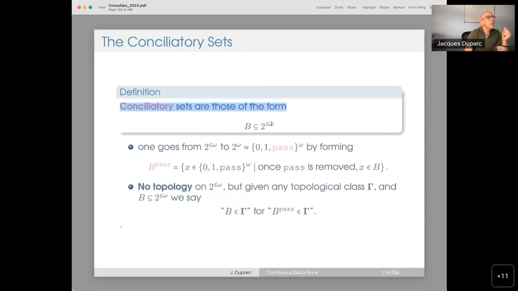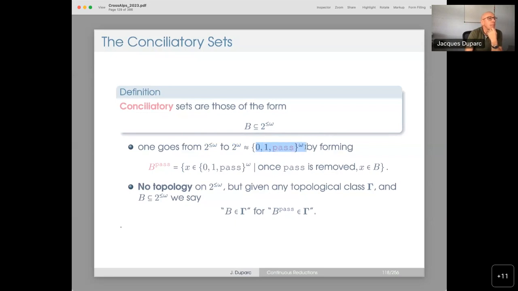So a conciliatory set is just a subset of infinite sequences of zeros and ones, and also finite sequences of zeros and ones. You just add the finite sequences to the Cantor space, but you don't consider the topology on the Cantor space, right? And how do you go from this set to the Cantor space?